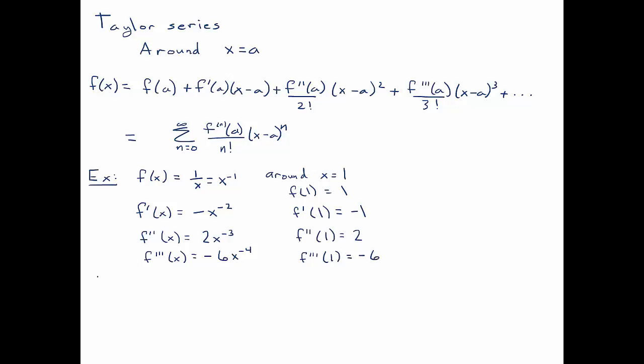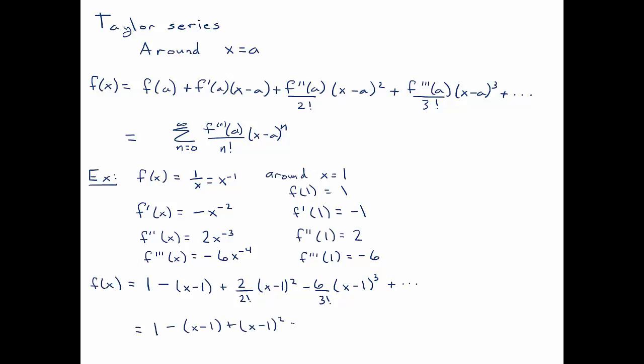So we can plug that in. And you could clean this one up. 3 factorial is 6. 3 times 2 times 1 equals 6. Okay, that one doesn't look too complicated. And remember, each successive term is going to be smaller because we're looking at x close to 1. So x minus 1 is a small number. And a small number taken to higher powers gets smaller and smaller.